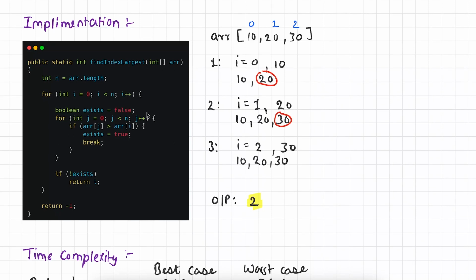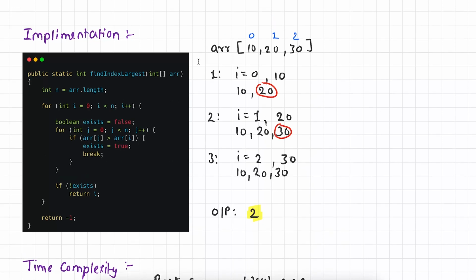So now let's quickly do a dry run of this problem to see how it works. Let's say we have an array and there are 3 elements in this array: 10, 20 and 30, and these are the indexes of all the elements. When we run this program, our loop begins, and in the first iteration the value of i is 0. The element present at the 0th index is 10.